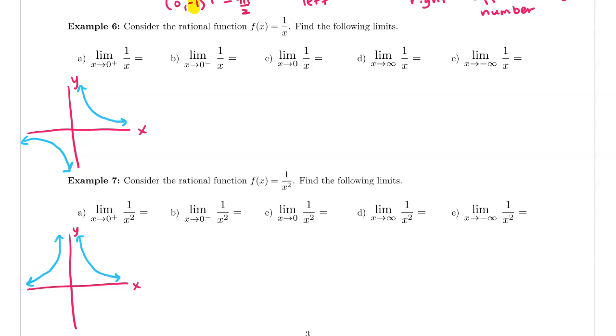Now go ahead and pause the video, take a moment, and try to fill out these limits, because in just a second, I'm going to reveal all the answers to example 6 and 7. All right, so here are the final answers, and these are the limits.